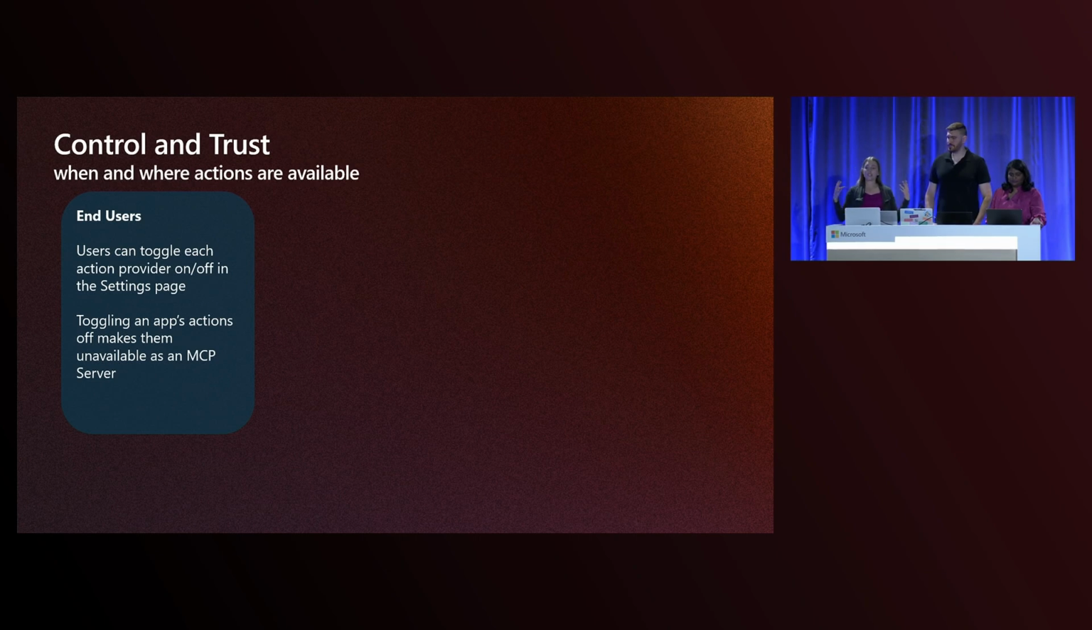There are basically three categories of stakeholders here who have some choices, some control. First are the end users. We always want to make sure that the end users are in control and are able to enable or disable any actions that they want to have or not have on their machine. And so we actually do this in the Windows settings directly.